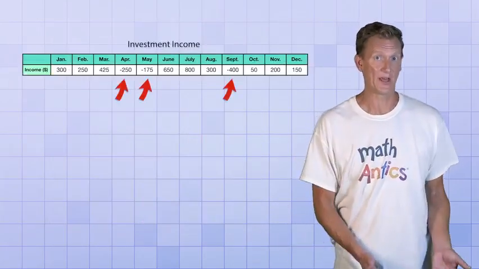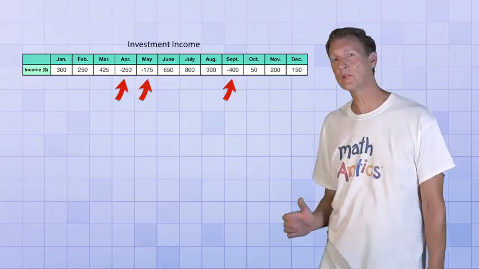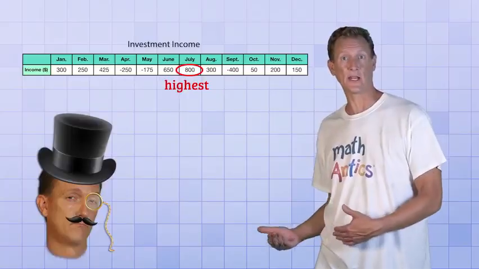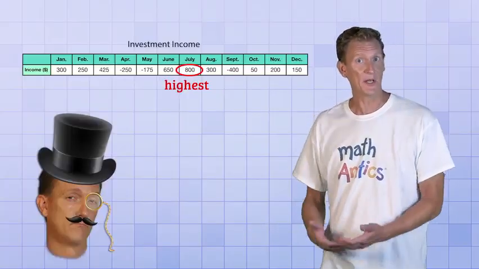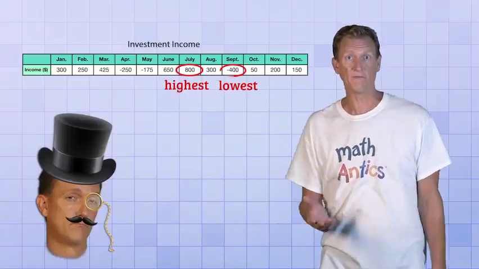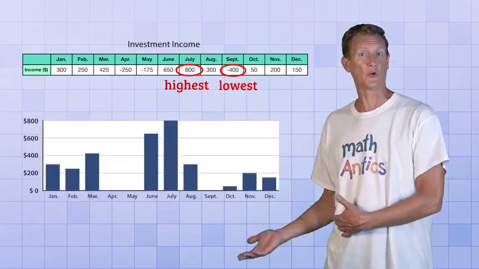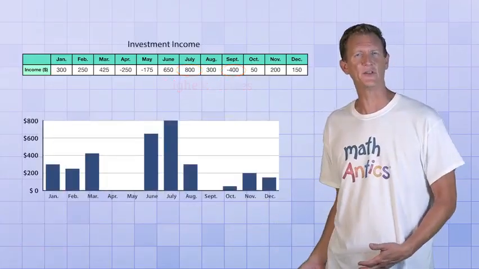For example, what if you have a data table that contains negative values, like this one that tracks how much money an investor made during each month of a year? The highest monthly gain was $800, but there are some months with negative numbers, like negative $400, which means the investor lost money. Fortunately, bar graphs can be adapted to handle negative values too.